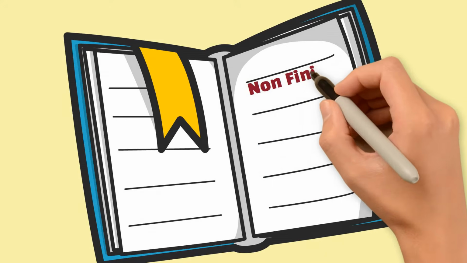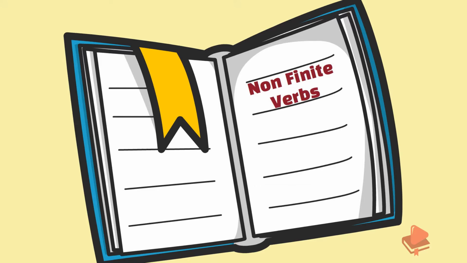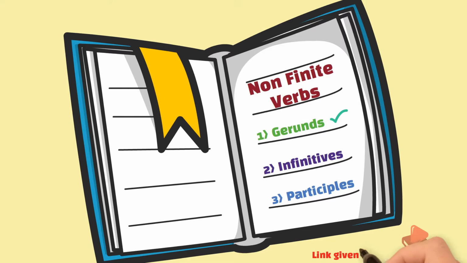During our lesson on non-finite verbs, we saw non-finite verbs are mainly divided into three parts, that is, gerunds, infinitives and participles. The lesson on gerunds was done in our previous video and the link of the same is given in the description box. Do watch to understand it. In this video, we are going to see about infinitives. So let's begin with infinitives in detail.